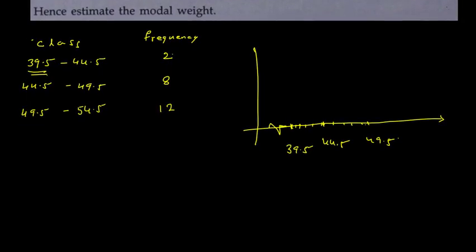Maximum frequency is 12. So you can mark 2, 4, 6, 8 like that. You can begin with 2. Now your first frequency is 2, so your first height will be of 2, something like this. Then the second, third, fourth and so on.